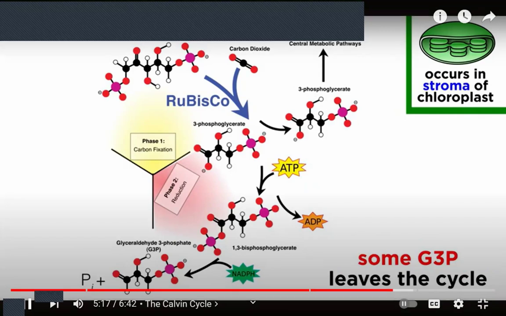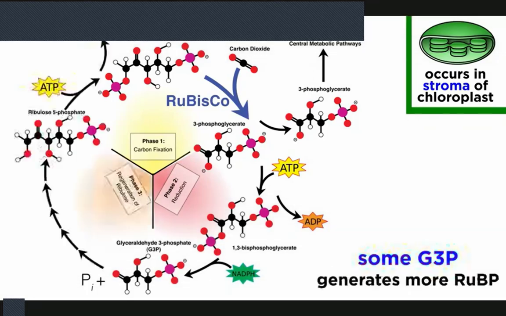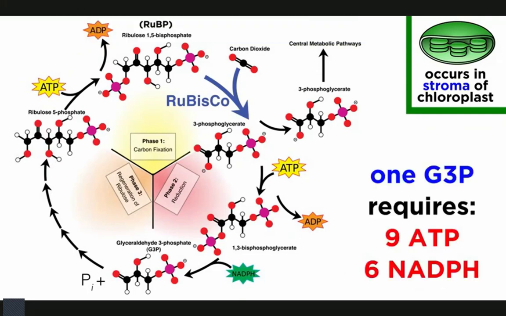This G3P is the output of the Calvin cycle, going on to other pathways that generate glucose and other organic compounds. And some goes back to generate more RuBP and start the cycle over again. To generate a net output of 1 G3P, the cycle needs 9 ATPs and 6 NADPHs.